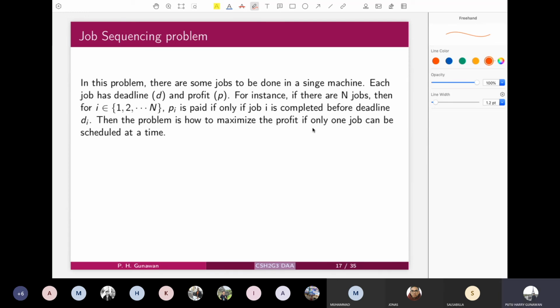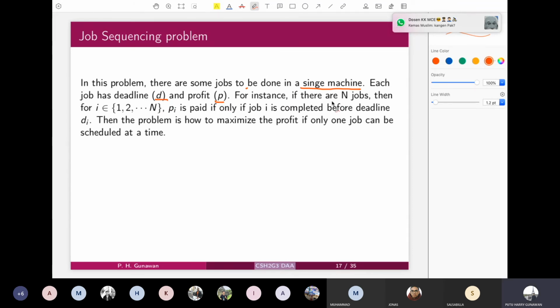Okay, so now we talk about the job sequencing problem. What is the job sequencing problem? It's similar to the previous one, assigning jobs to persons, but you can take more than one job, limited by the deadline. There are some jobs to be done on a single machine, and each job has a deadline and a profit.